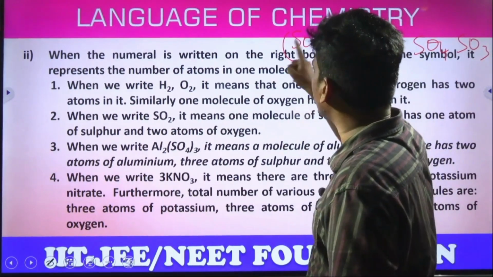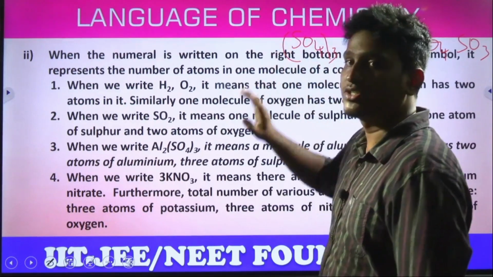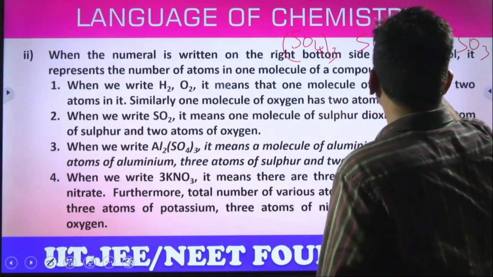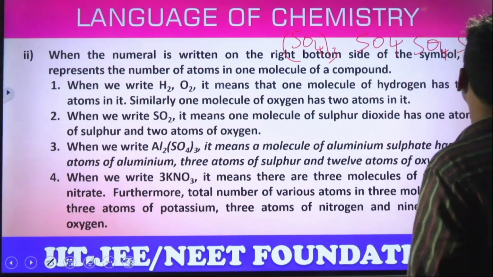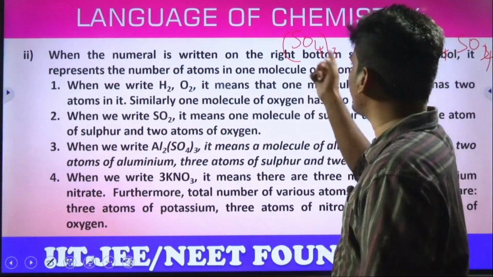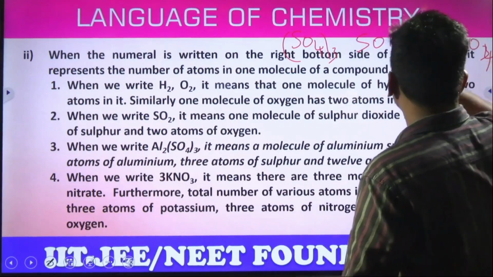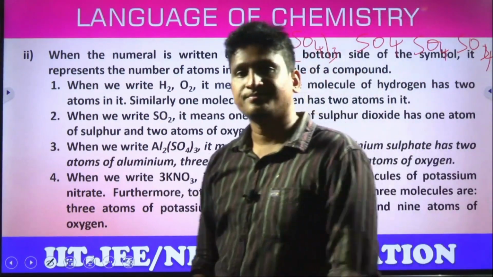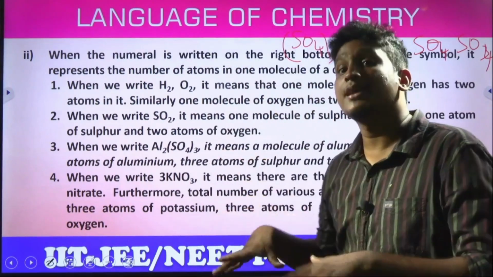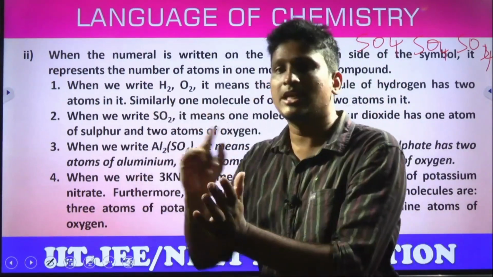This 3 is applied for sulfur as well as oxygen also. How many sulfurs are there? 3 sulfurs. 1, 2, 3. Yes or no? SO4. How many oxygens are there? 3 4s are 12. That's it. 4 here, 4 here, 4 here. 4 plus 4 plus 4. How much total? 12. So, ultimately they indicate number of atoms. If it is in brackets, you have to multiply with that number.